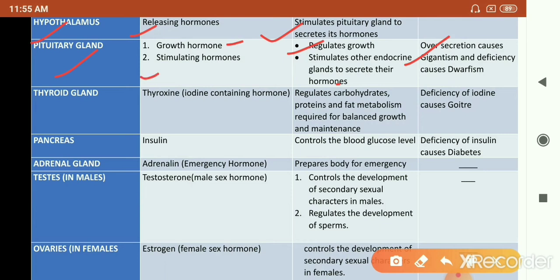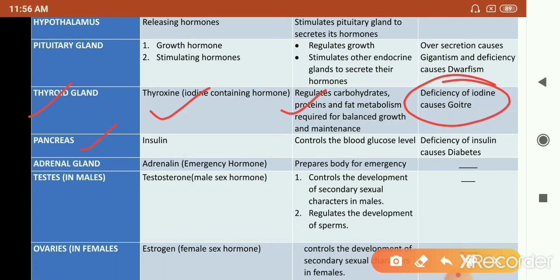Similarly, in addition to growth hormone, the pituitary gland also secretes stimulating hormones which stimulate the other endocrine glands present in the body to release their hormones. Next is the thyroid gland, which is located in the neck region. It releases an iodine-containing hormone called thyroxine, and thyroxine regulates carbohydrate, protein and fat metabolism that is required for balanced growth. The deficiency of iodine results in goiter.